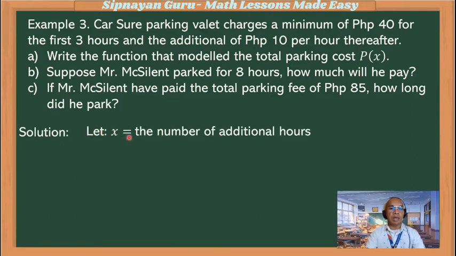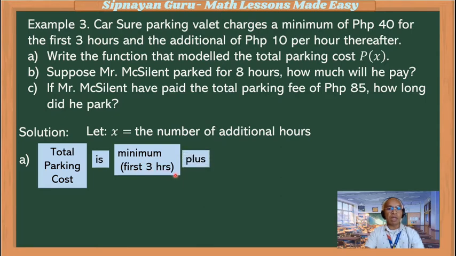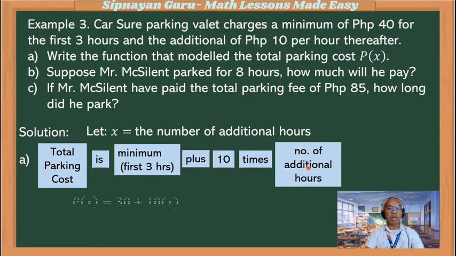In this case, we will let X be the number of additional hours. So the total parking cost will be obtained by the minimum, which is for the first 3 hours, plus 10 times the number of additional hours. The minimum parking fee good for 3 hours is 30 pesos. Then the additional is 10 times per hour, that is X. So simplify, the function that models the situation is P of X equals 10x plus 30.